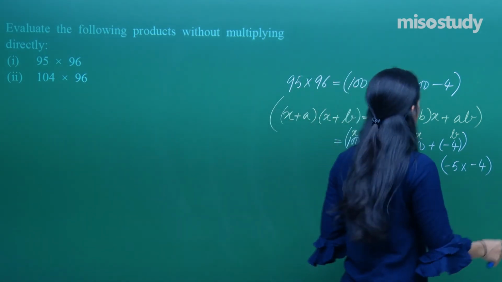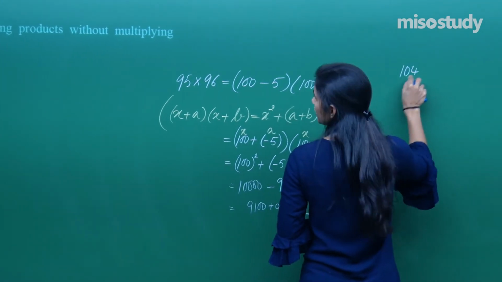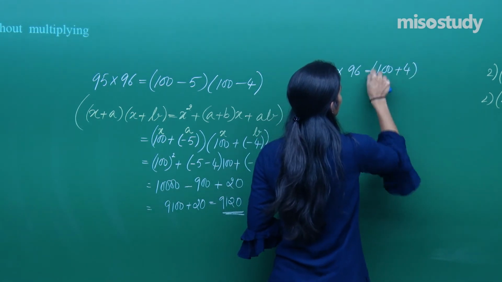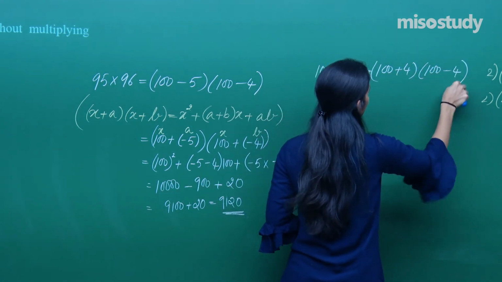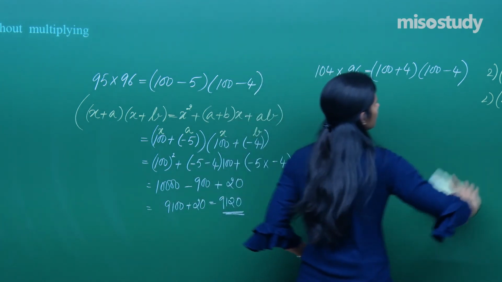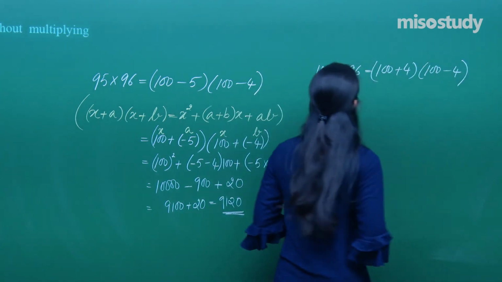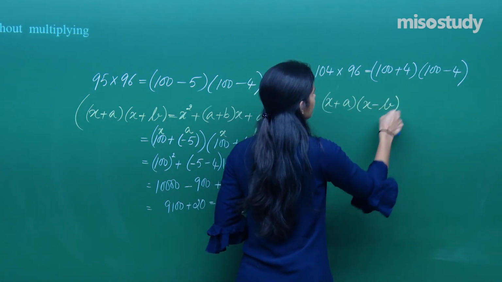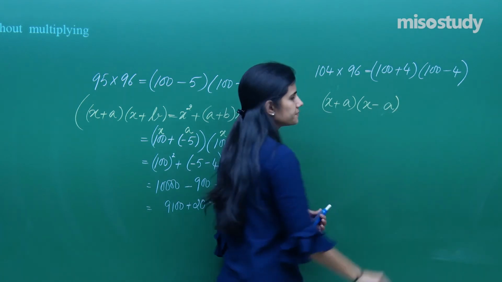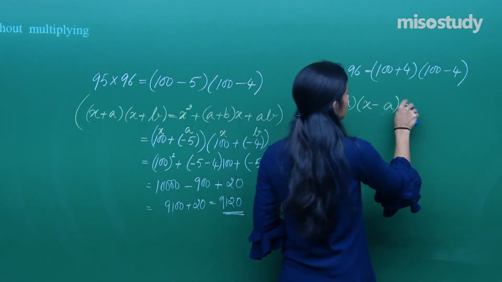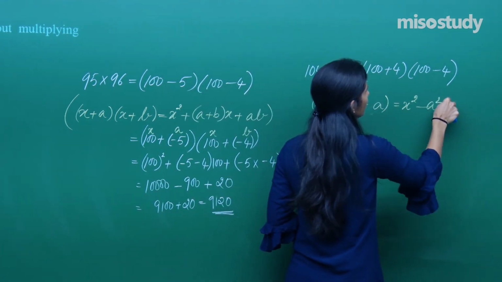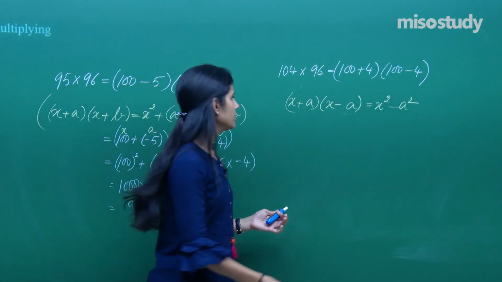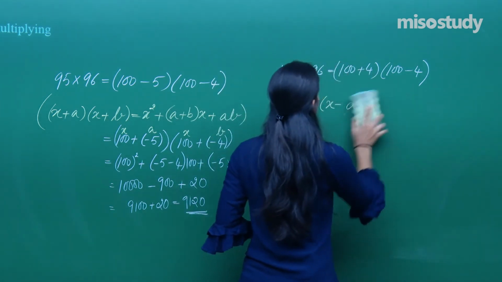Next is 104 into 96. This can be written as 100 plus 4 and 100 minus 4. This again calls for the recall of one more identity, which was x plus a into x minus a is x square minus a square, or rather than that, if we remember it like x plus y into x minus y is x square minus y square, it is the same thing.